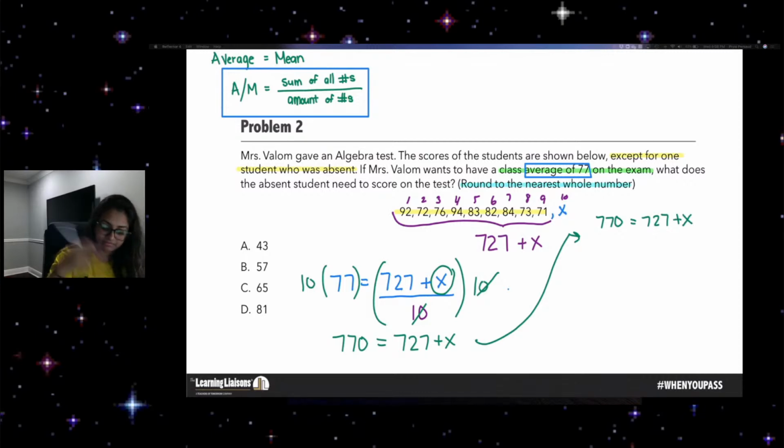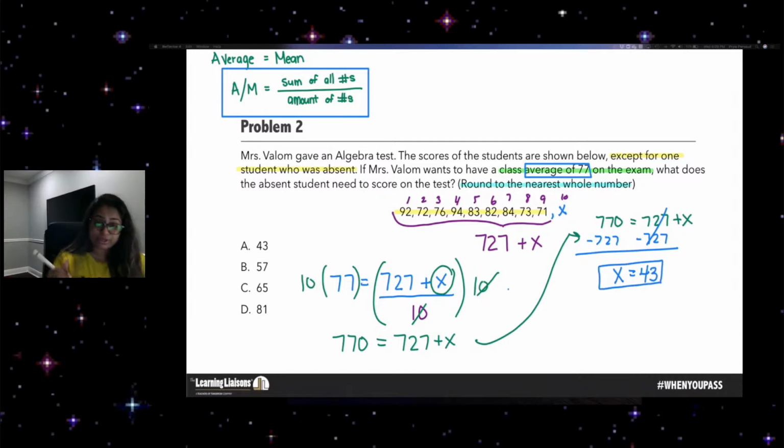All right, now last thing to do is to get that X by itself. So I'm going to have to subtract 727 from both sides. When I subtract 727, I get that X is equal to 43. If the student scored a 43 on the exam, that means the class average would be 77. And that is what the student needs, not what you need. That's what the student needs in order to have that class average that Ms.